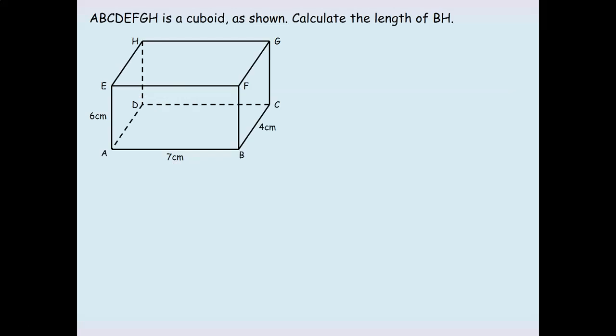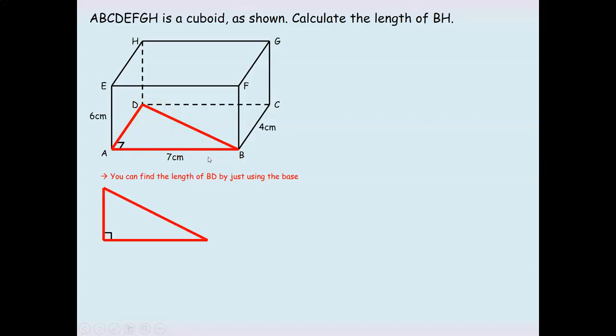Here's a cuboid. It's a 7 by 4 by 6 cuboid. We're asked to find the length BH. What we can do is find the length BD to begin with. We have a right-angled triangle on the base of our cuboid. So here's my triangle. It's 4 and 7. I'm going to use Pythagoras' theorem, so a squared plus b squared equals c squared. Remember, c is my hypotenuse, and a and b are the legs. It doesn't matter which way round they go.